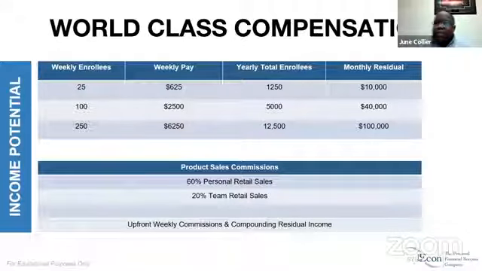And so we've got many different products and commissions that we offer. You earn 60% on personal retail sales and 20% on your team sales, upfront weekly commissions, and compounding residual income. Ladies and gentlemen, the smart credit system makes a lot of sense.